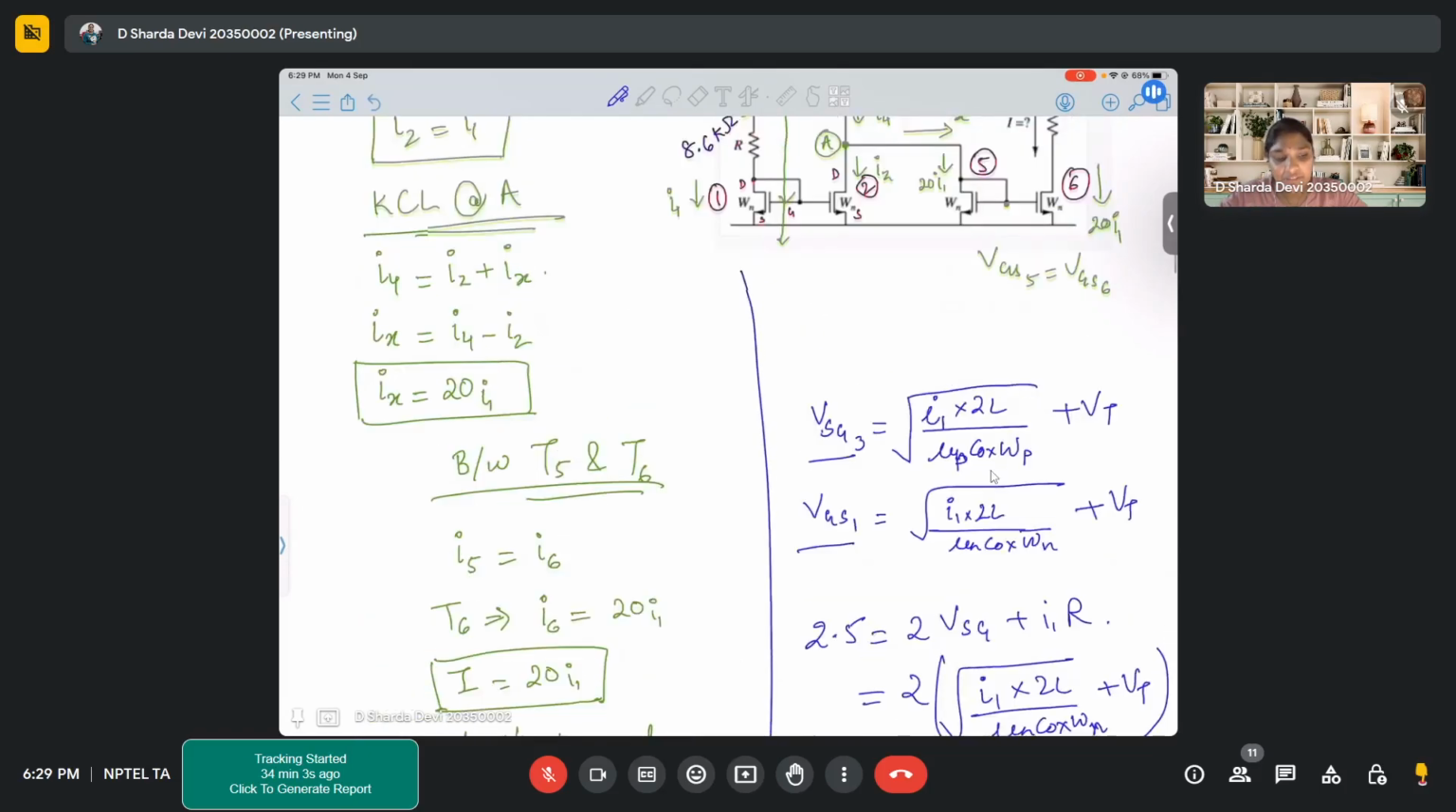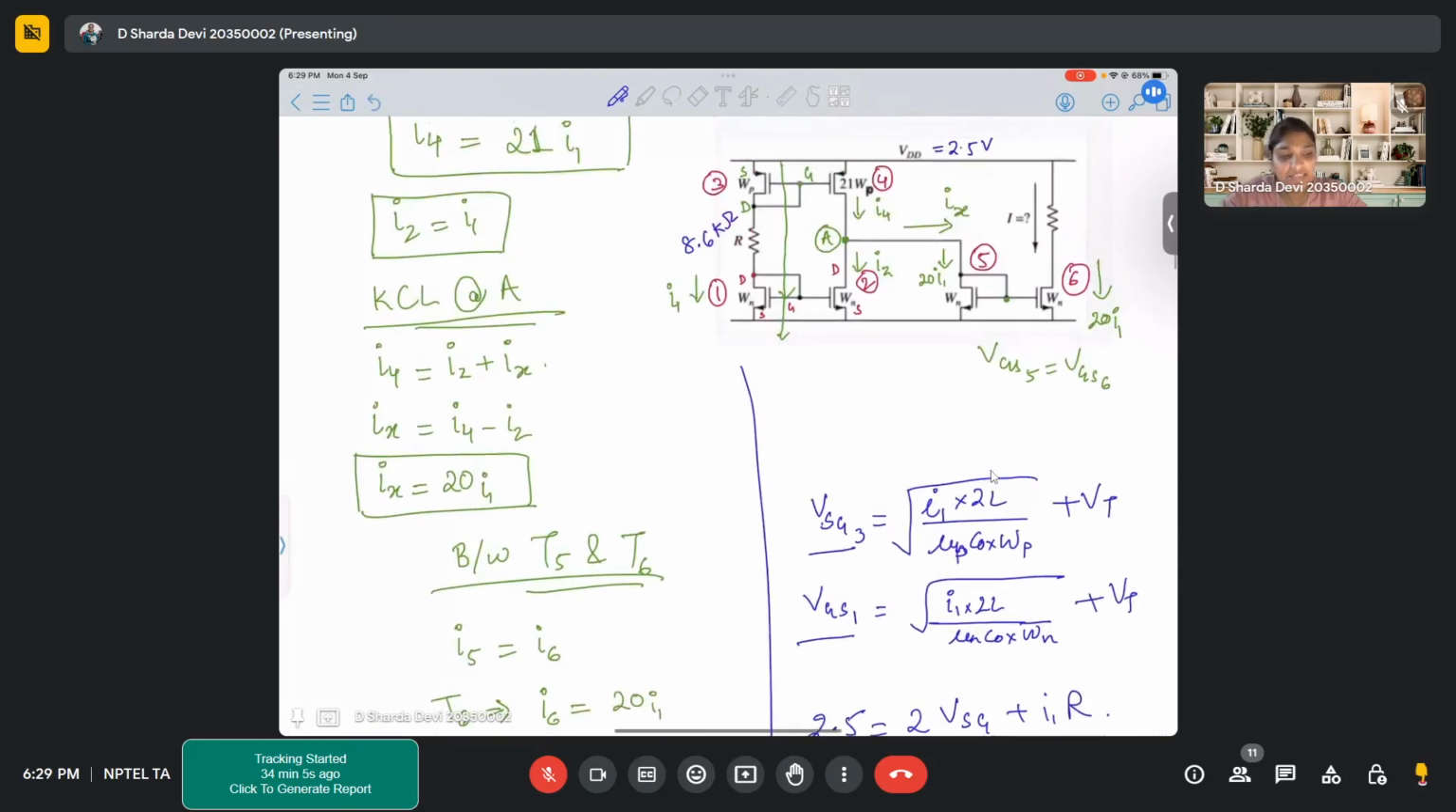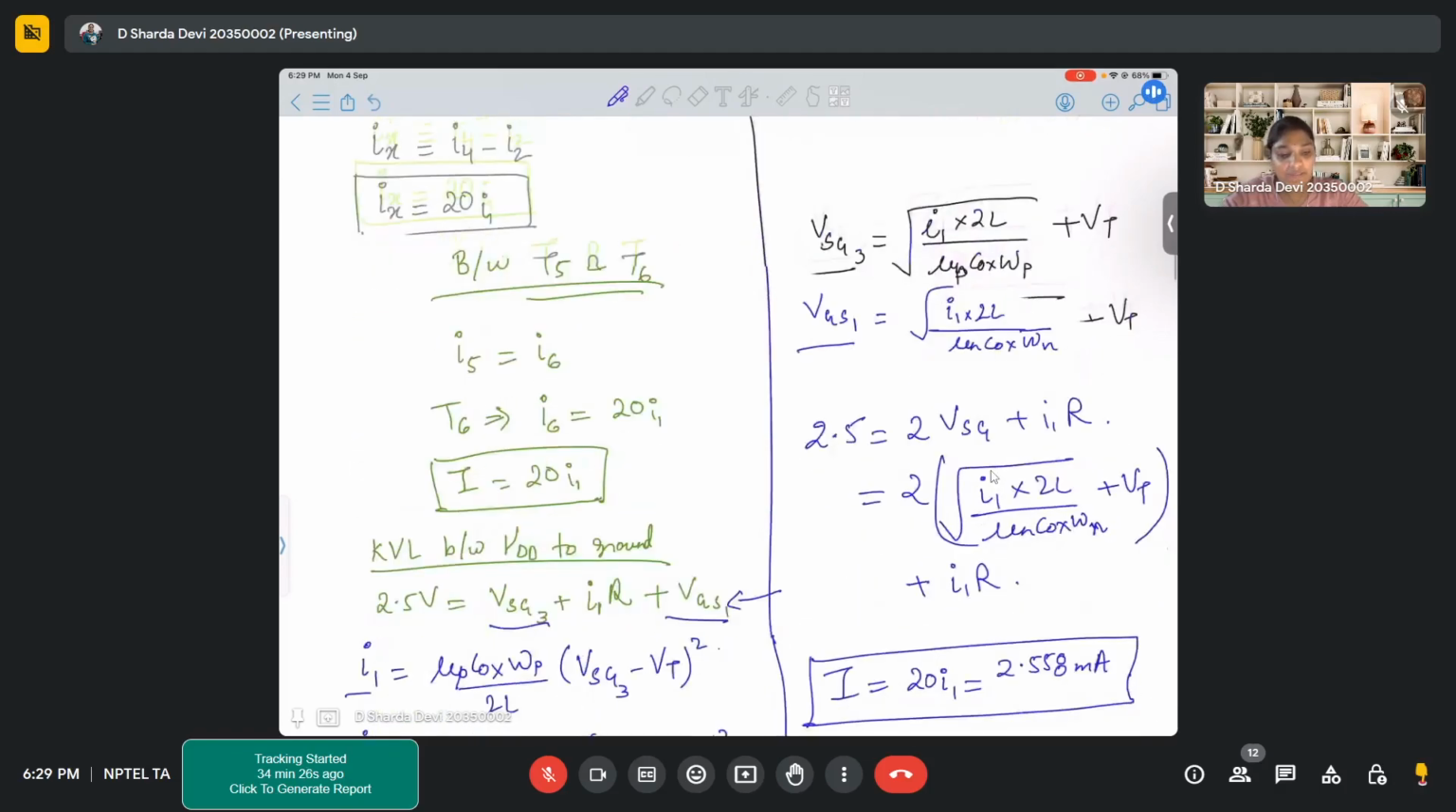See, the circuit appears very complex, like it has 6 transistors. How would we solve it? But the analysis is very simple, especially when they're matched transistors and ideal transistors. So the analysis becomes very easy. Hope there are no doubts. Let's move on to the next problem.